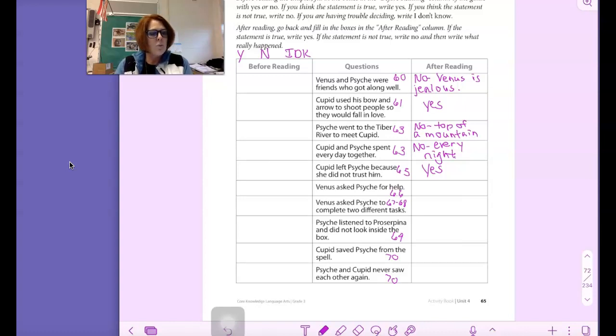"Take this box to the underworld and ask the queen of that realm, Proserpina, to send me a little of her beauty." So, did Venus ask Psyche for help?